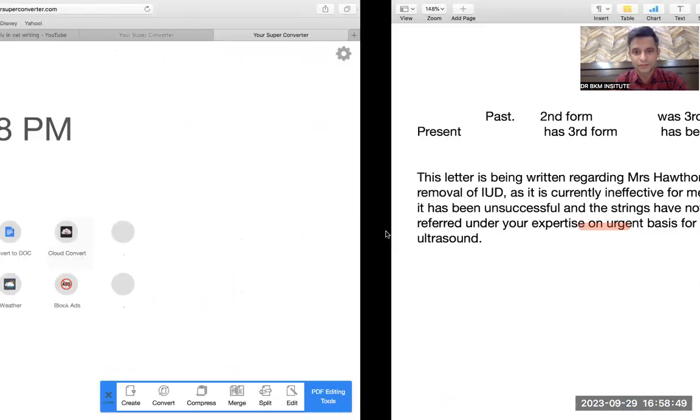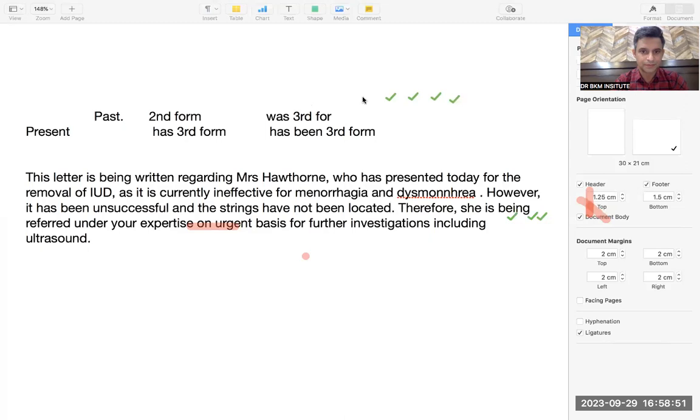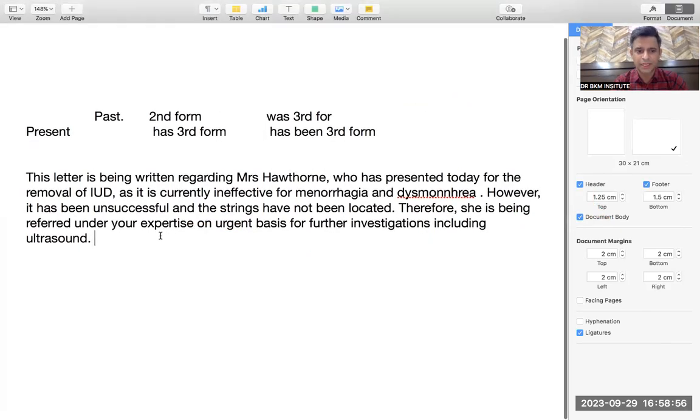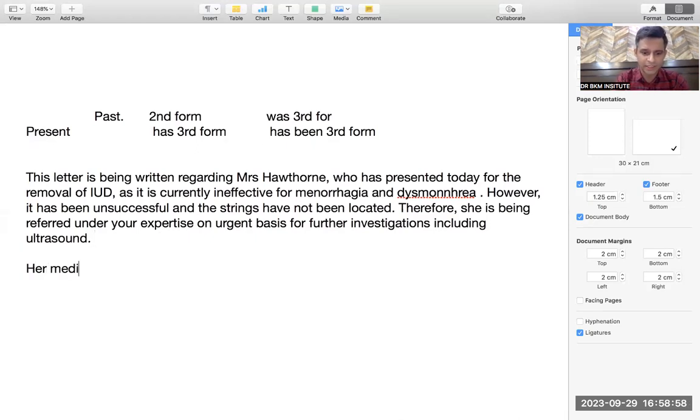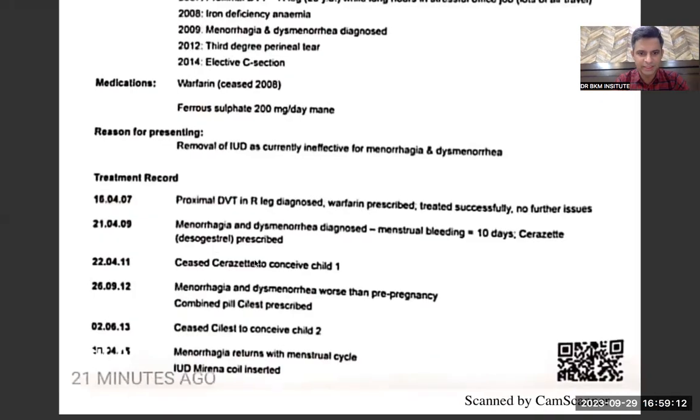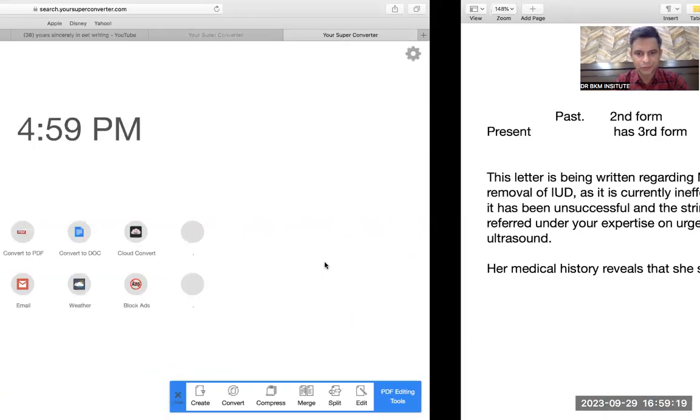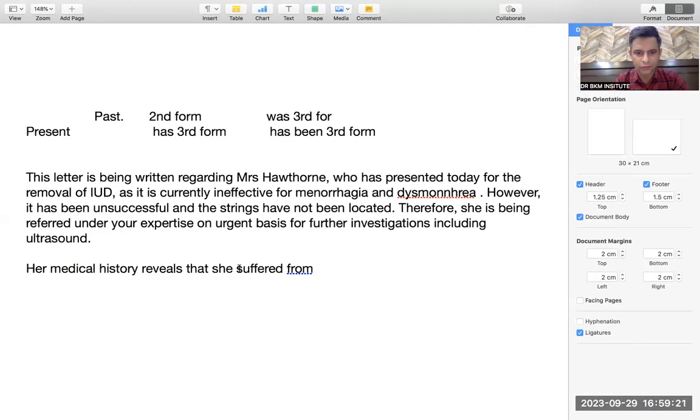So now, going back to the letter. Simple again. Now I found something. Her medical history reveals that she suffered from menstrual bleeding, from menorrhagia and dysmenorrhea, I guess. From menorrhagia and dysmenorrhea and menstrual bleeding. Okay. So I will say her history revealed that she was diagnosed.